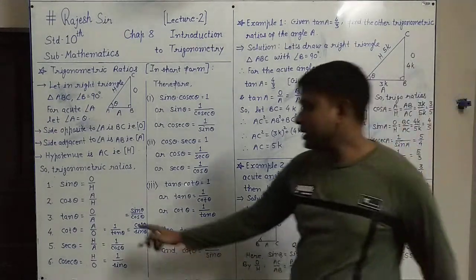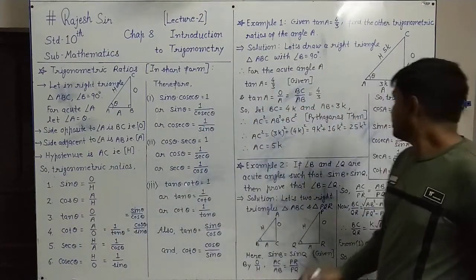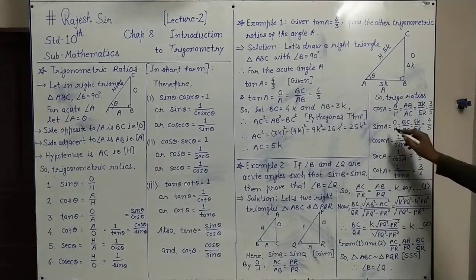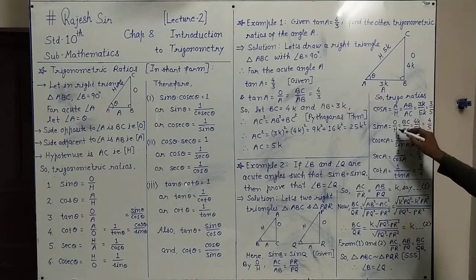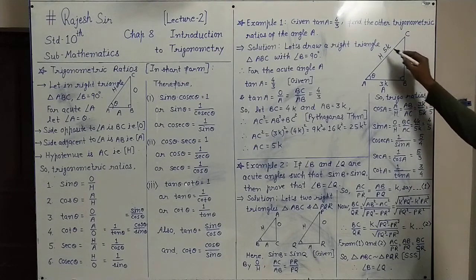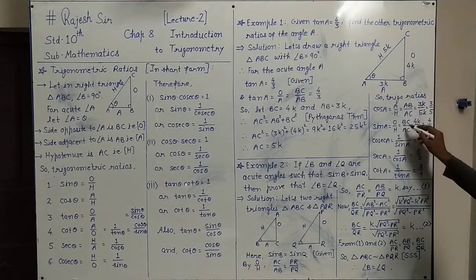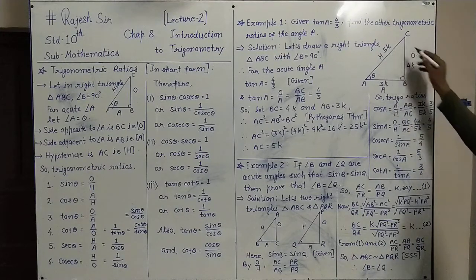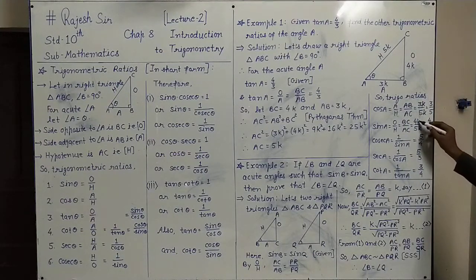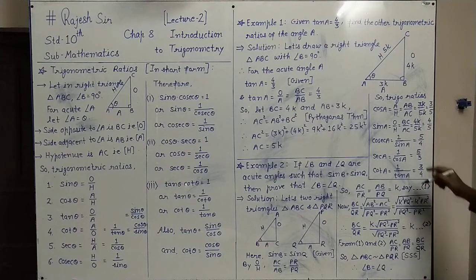The formula: sin theta equals O upon H. So sin A equals O upon H for angle A. O upon H means opposite upon hypotenuse. Opposite upon hypotenuse is BC upon AC. BC is 4K, AC is 5K. 4K upon 5K, K cancels here also. So sin A equals 4 upon 5.